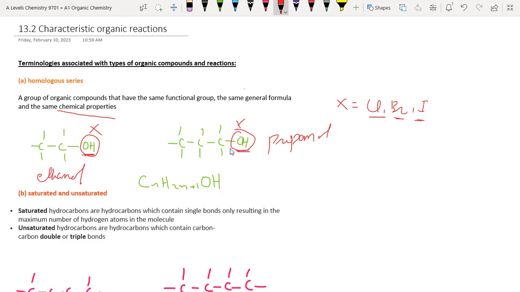The next terminology that is mostly discussed about organic compounds is saturation or unsaturation. What characteristic feature is identified by this property? Saturated compounds or saturated hydrocarbons are those hydrocarbons which contain single bonds only, resulting in the maximum number of hydrogen atoms in the molecule. Let's say alkanes.